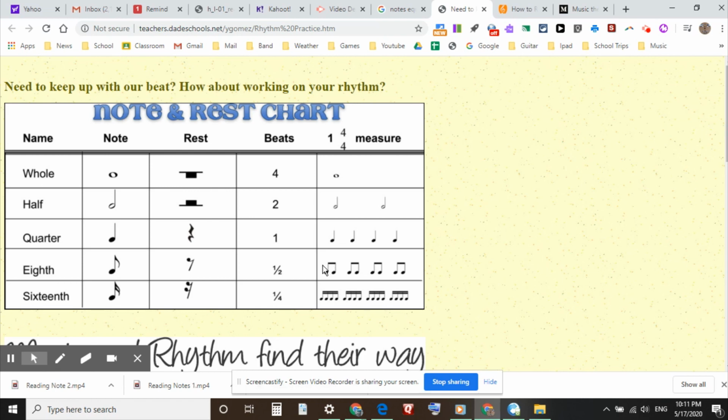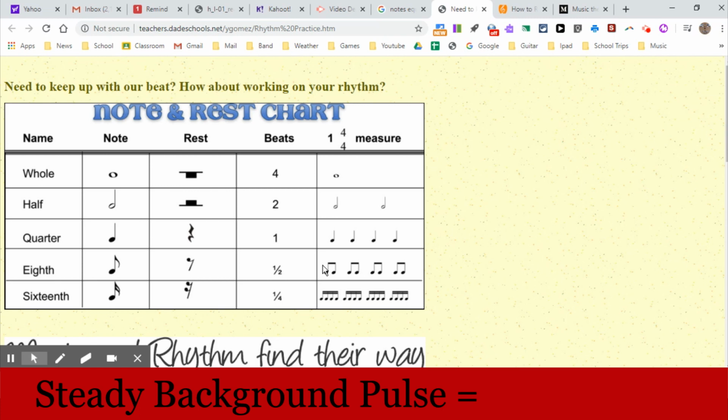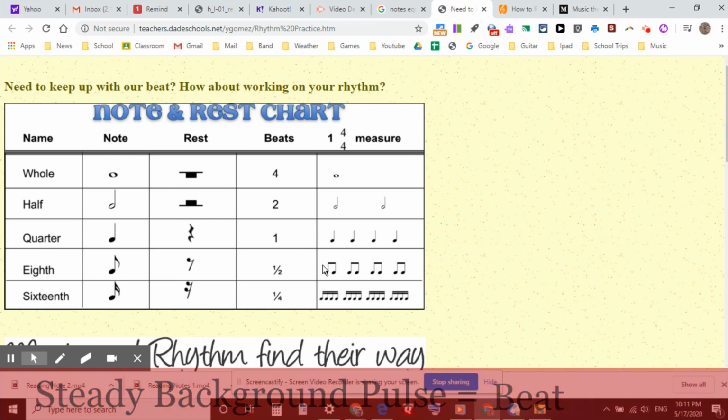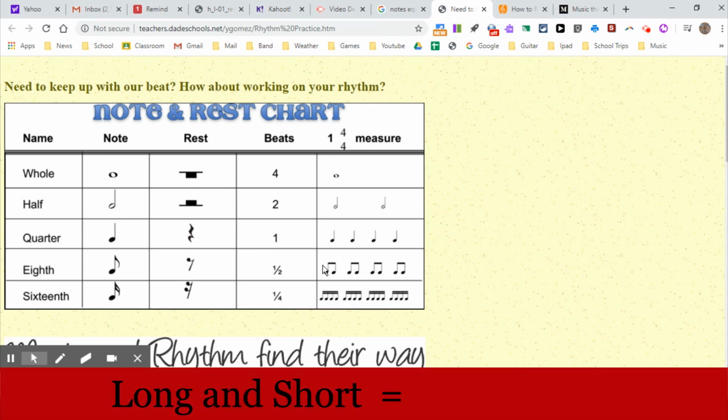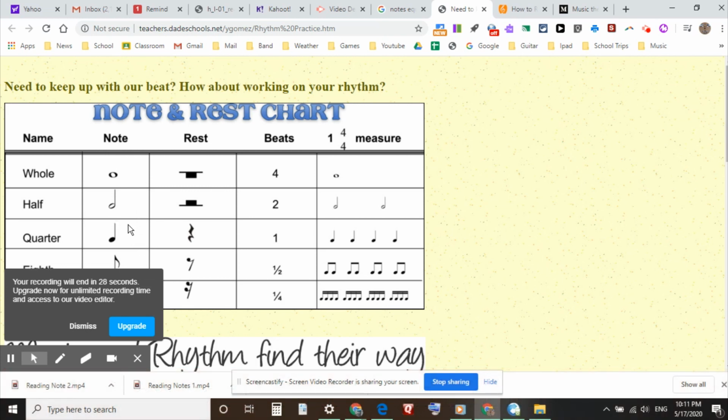There are a couple other questions in here. One will be, what is the steady background pulse? That is known as the beat, okay? When you think of a metronome and you hear the metronome going back and forth, that is giving you the beat. And the 2 words long and short, they correspond with what word? They correspond with the word rhythm, okay? Because a rhythm is made up of long and short notes. And the final part of this will be adding up notes. So they may say a whole note plus a half note plus a quarter note. 4 plus 2 plus 1 equals 7.